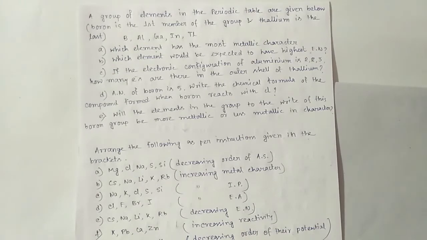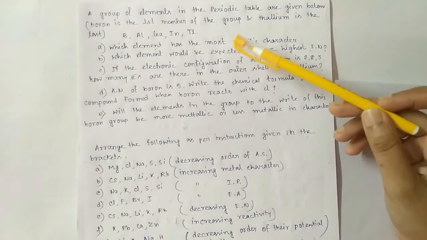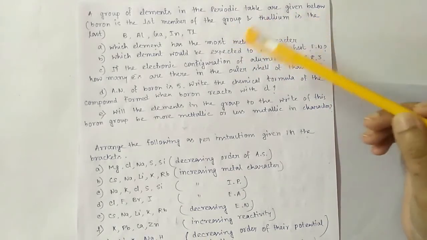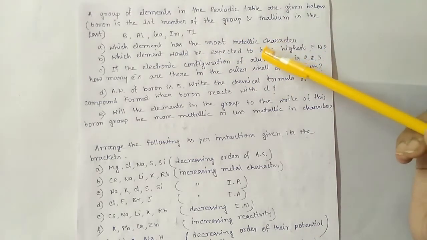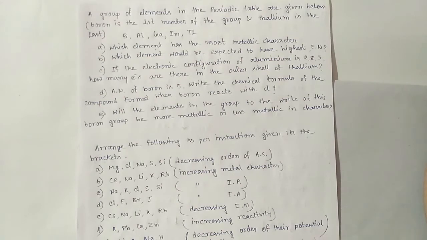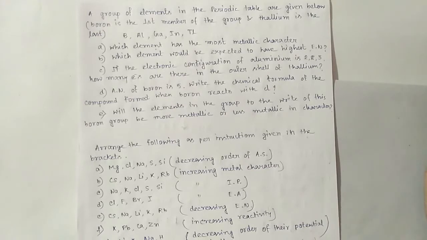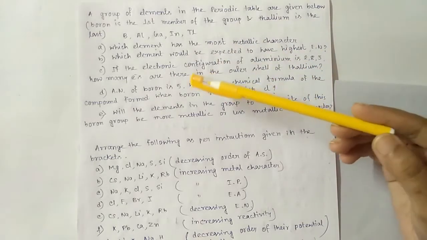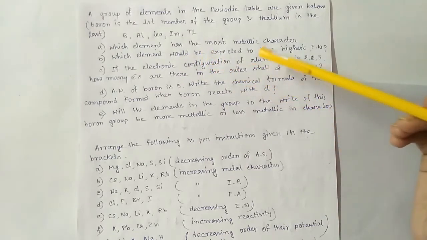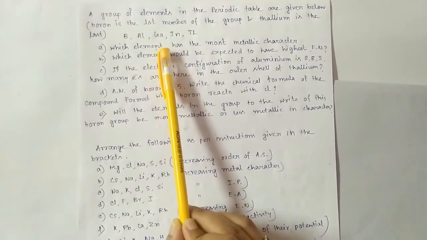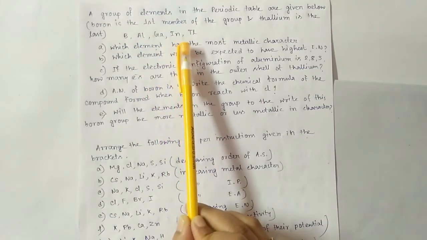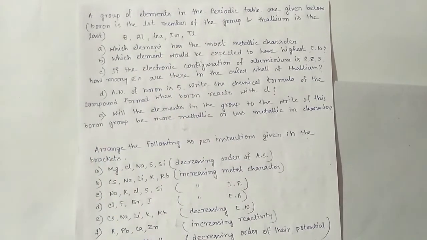Okay, so today's first question is: a group of elements in the periodic table are given below. Boron is the first member of the group and thallium is the last. If you have watched my earlier video, you will definitely say that I am going to talk about group 13 elements, that is the boron family. So the first question is, which element has the most metallic character? This is boron, this is aluminium, this is gallium, this is indium, and this is thallium.